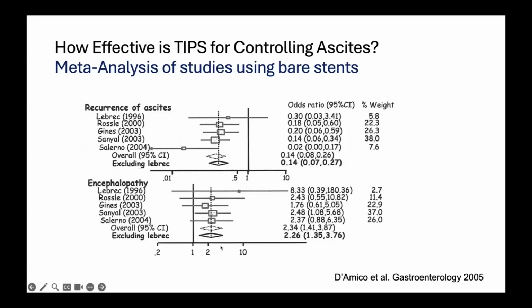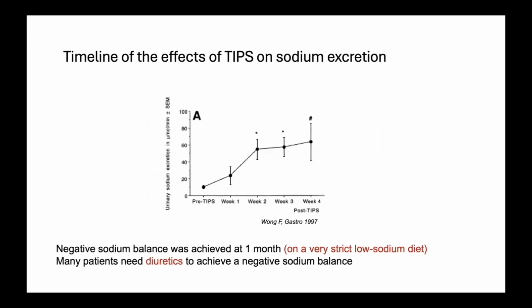So this would be a perfect treatment for ascites, had it not caused complications. And we all know that hepatic encephalopathy is one of the most devastating complications in cirrhosis, for the patient and for the caregivers. So TIPS is not perfect because it multiplies by more than 2 the risk of having significant hepatic encephalopathy.